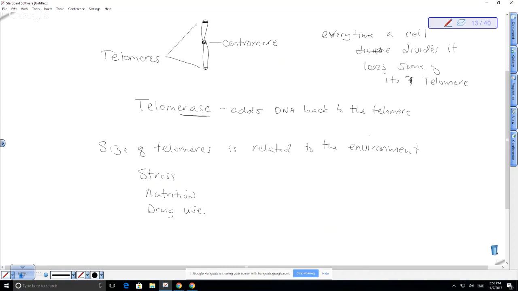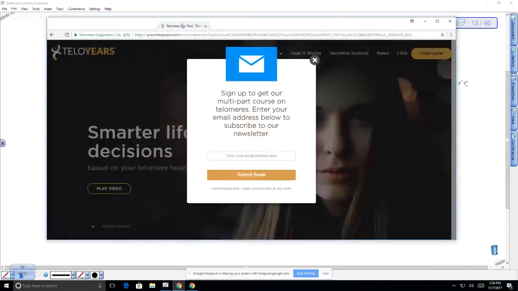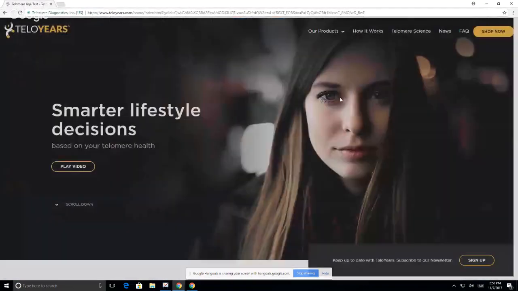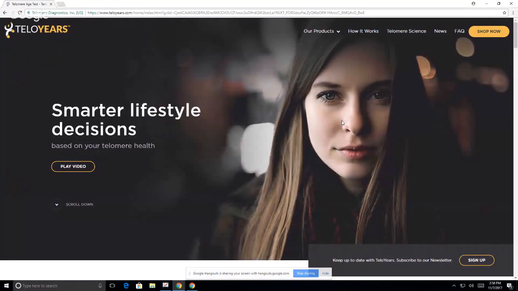It's kind of interesting because there is now a biotech company trying to make money off of this. You can have your telomeres tested. I don't want to sign up for this. This is just one company; there are other companies. This is Telo Years. What they want to do is get a sample of your genetic material before you do something dramatic, like change your lifestyle, go on a diet, or get some exercise, and then see how it changes over time. And you can pay them to do this for you.